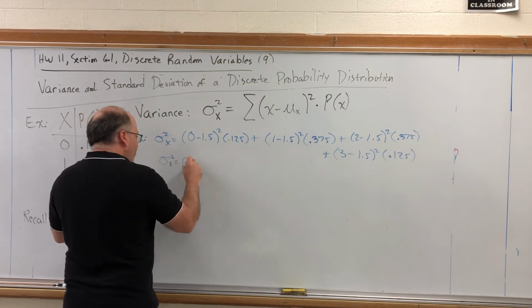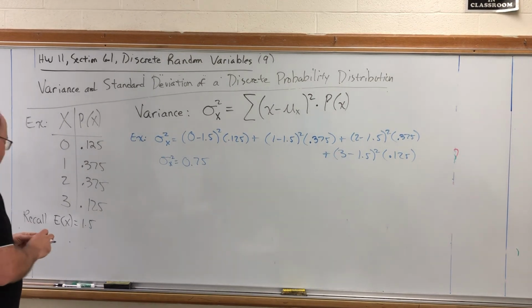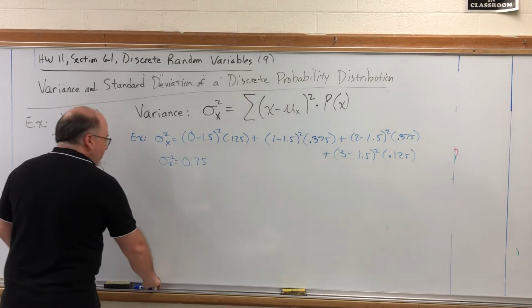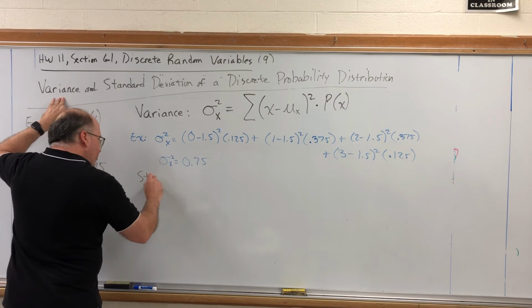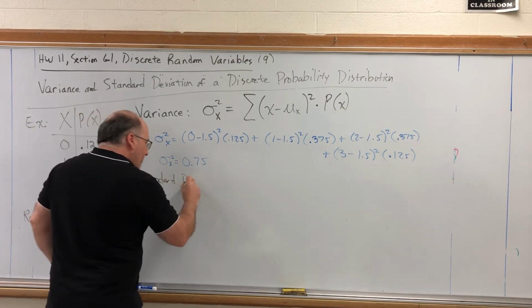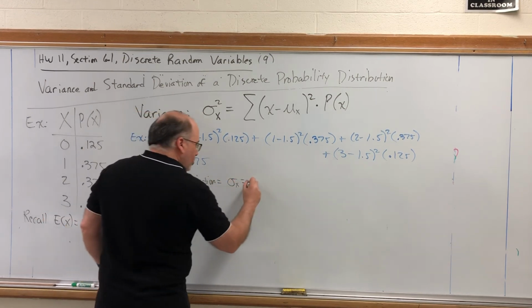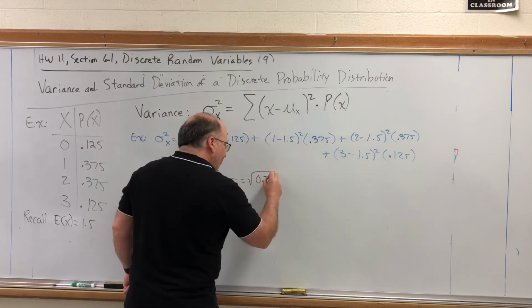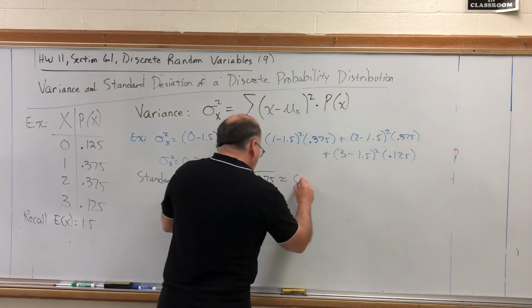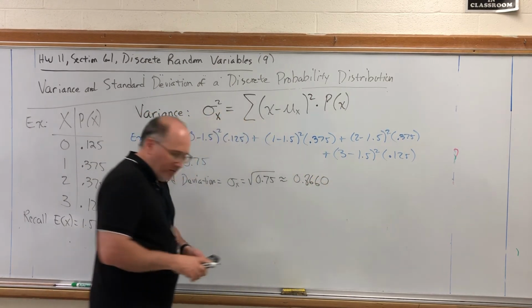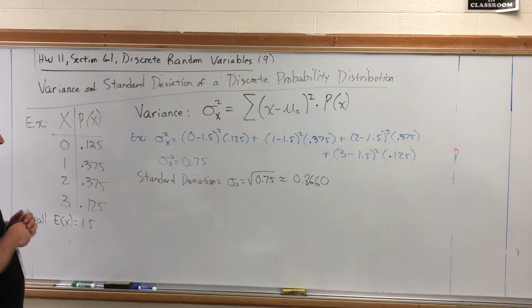So the variance is 0.75. Before I show you the other formula for variance, I do want to remind you of the relationship between variance and standard deviation. To get standard deviation, you simply square root the variance. So for standard deviation, which is sigma by itself, you just square root the variance, so 0.75. And if we square rooted that and took it to 4 decimal places, we would get 0.8660. So standard deviation is just the square root of variance.